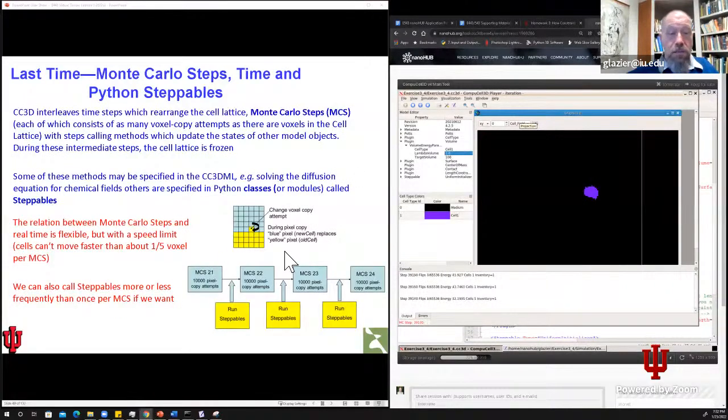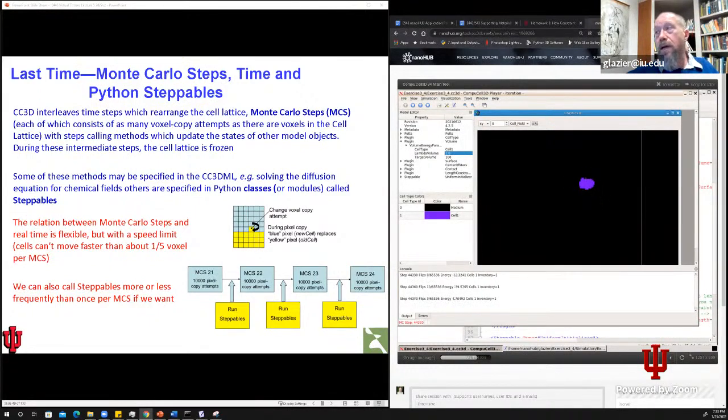So we'll come back to this image that we had before, which is alternating steps where the cells move, steps which are called pot steps, with steps where other things happen, which are called steppables. And those steppables might include updating the intracellular network states. They might include having diffusion happen, might include having cells secrete or absorb chemicals, might include cells dividing or dying, might include doing statistics.